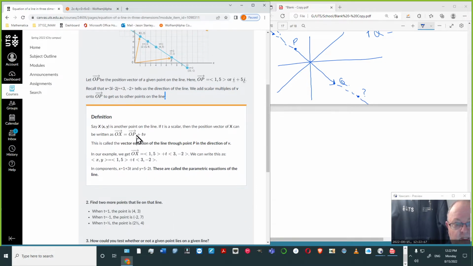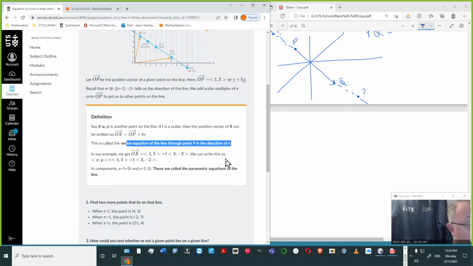Okay, so then there's a generic form of the equation. We've got our direction vector summed with some scalar of our parallel vector. That's what that means. Our direction vector summed with some scalar times the parallel vector. Now t here is your parameter, and this is going to be our new point, our new vector OX. This is called the vector equation of the line through point P in direction of V.